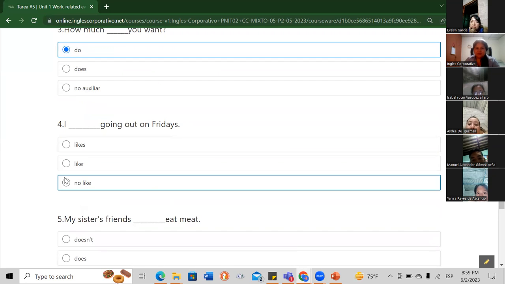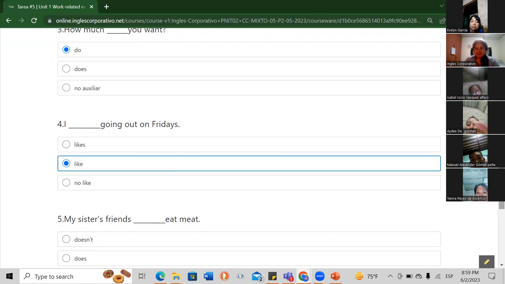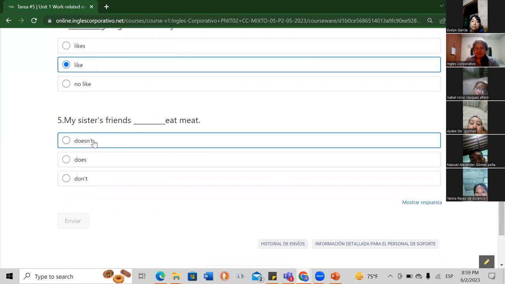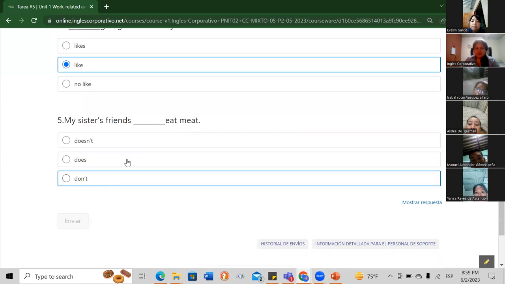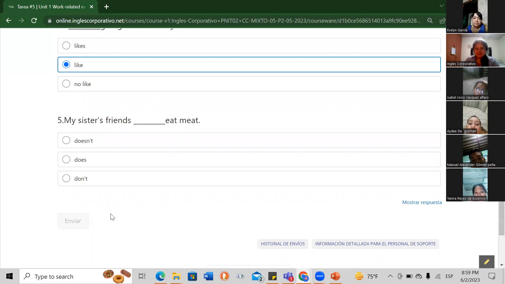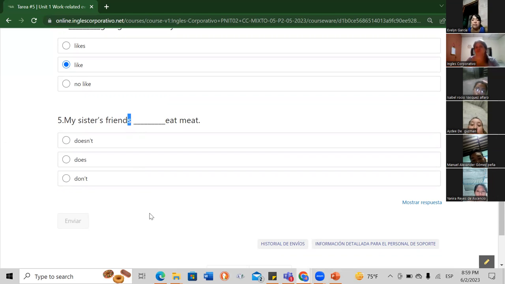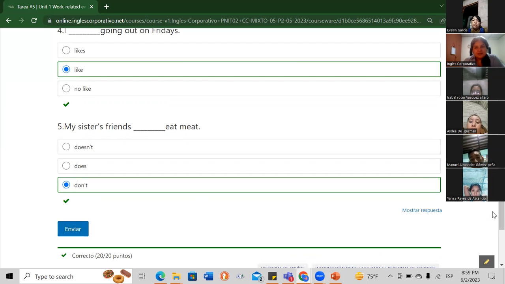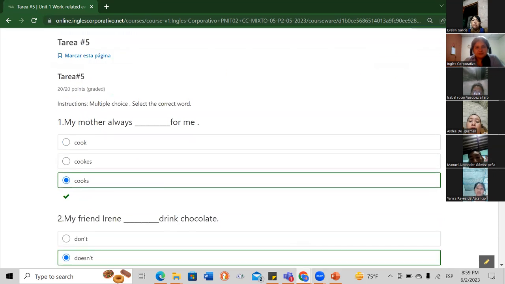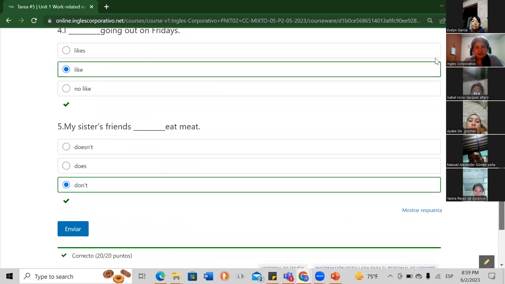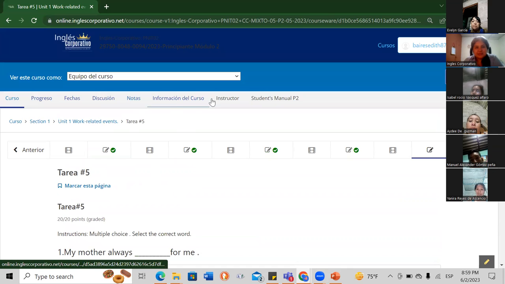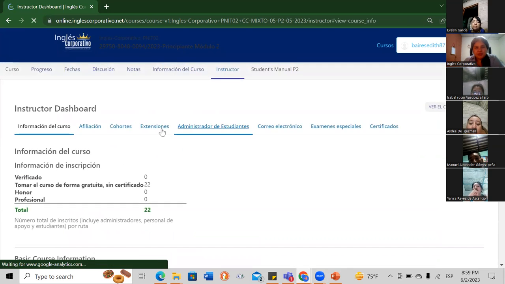I don't like going out on Friday. My sister's friends don't eat meat. Acuérdense que aquí está plural. Son varios amigos. Don't. Lean bien esto, ¿ok? Don't eat meat. That is good. We complete the 5 homeworks, okay?